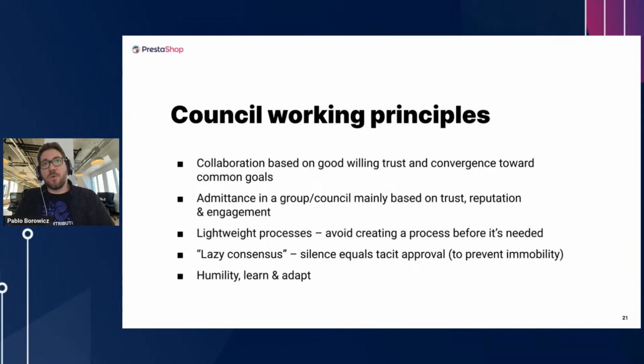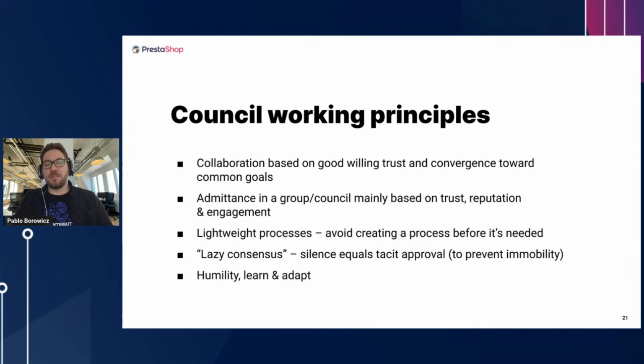The third working principle is to have the leanest processes possible. One of the first things that I insisted on is to avoid creating processes beforehand. So let's try and not get ahead of ourselves. Just set up the responsibility, trust each other to work well, and let people organize themselves before trying to impose a process on them. If we trust each other, if we are good-willing, it should work out fine.